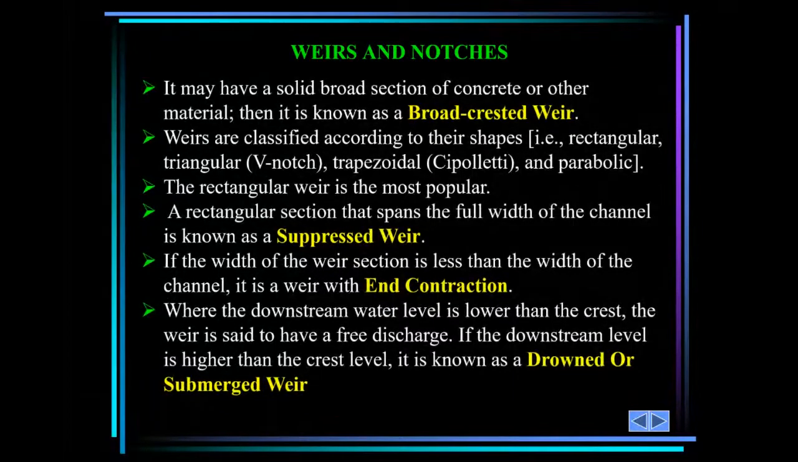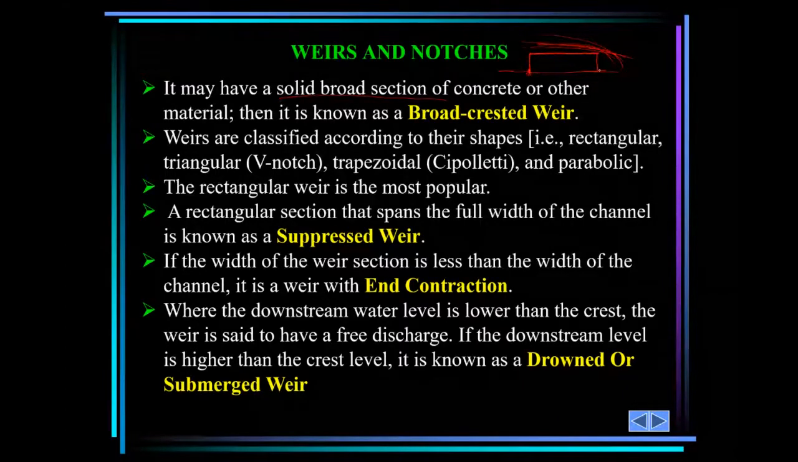It may have a solid broad section of concrete or other material. Then it is known as a broad crested weir. That is if it has a solid broad section of concrete or other material. You remember in our previous class we looked at a broad crested weir, which is placed along a flow channel and water flows over it, because this is the solid broad section.